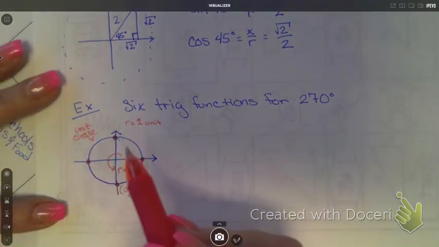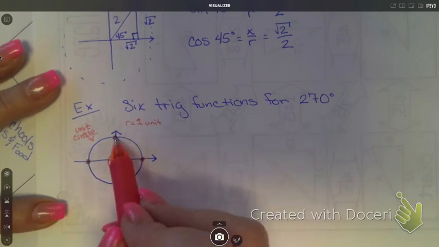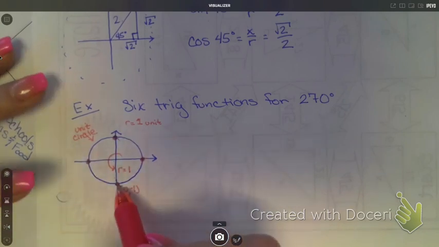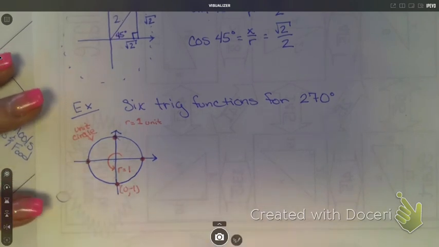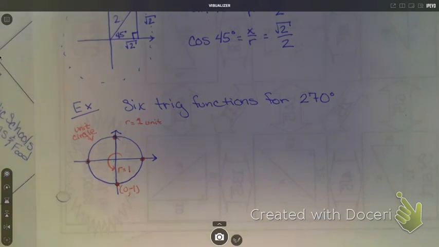0, 90, 180, 270, or 0 radians, pi over 2, pi, 2 pi. Those are called quadrantal angles. Why do you think they're called quadrantal angles? So there's 4 of them. Yes, but do they also land on what makes the quadrants? Yes. You can't say it's in quadrant 1, can you? No. Or 2 or 3. They're in between. They're called quadrantal angles.